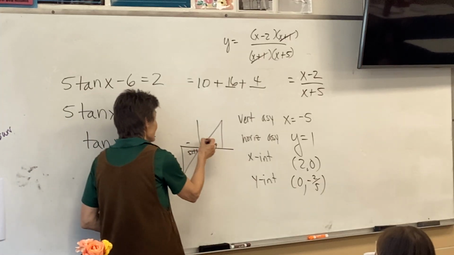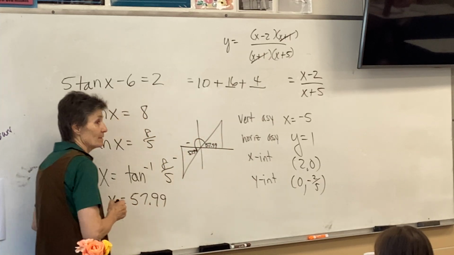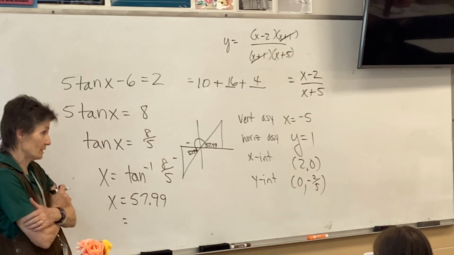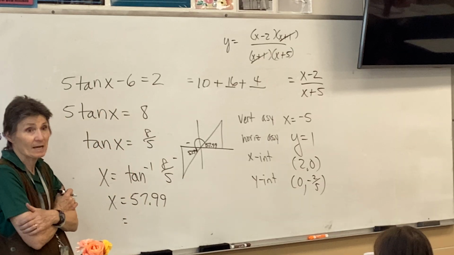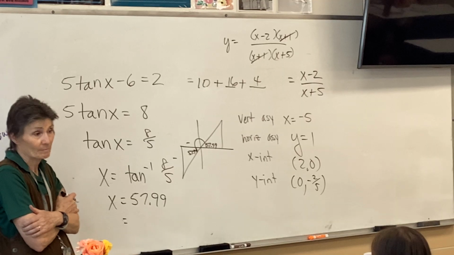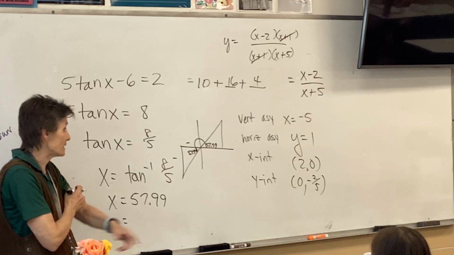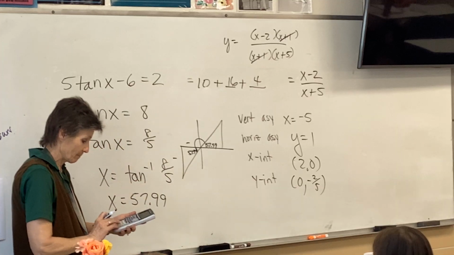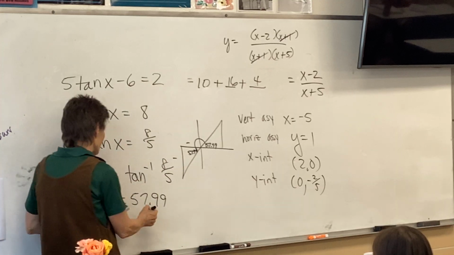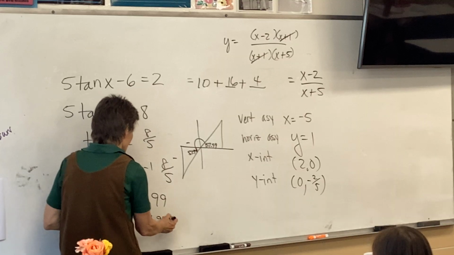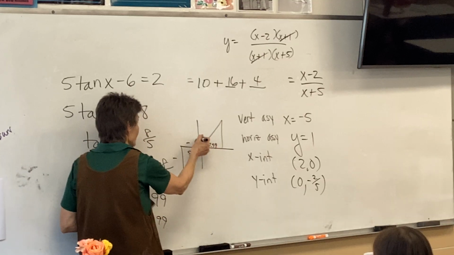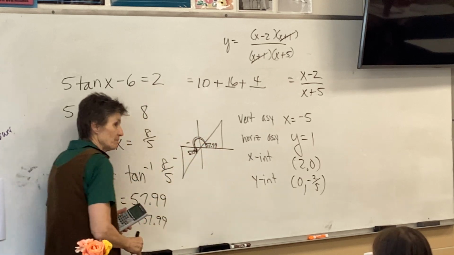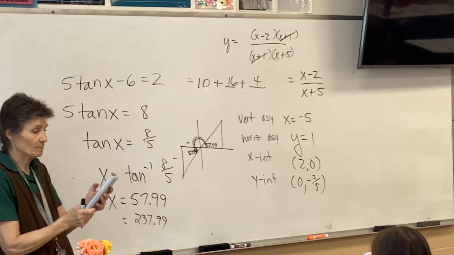How big is this angle? That second answer, there's two answers. One came from the calculator. How big is the other one going to be? 180 plus 57.99. Because you have to get all the way from here to here. So there's 180 and then another 57. That's a tough problem.